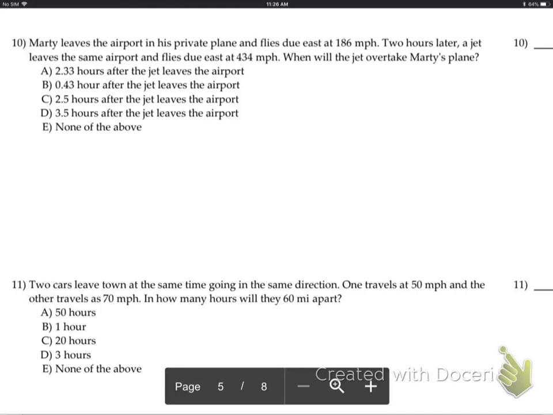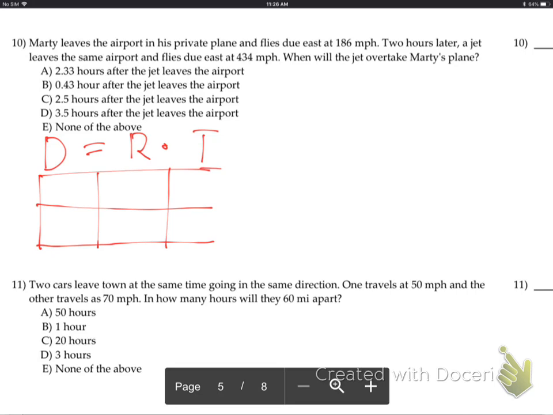All right, so Marty and the airport and the private plane. So what kind of problem is this? Travel, dirt equation, right? Couple of dirt problems looks like. So distance equals rate times time. Right, later is less time. When you leave later, you got less time. Subtract, good. All right, so we got Marty and his plane, and then we've got a jet. So there's a plane and there's a jet.